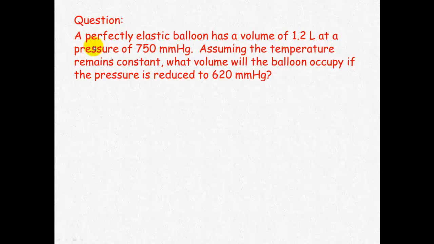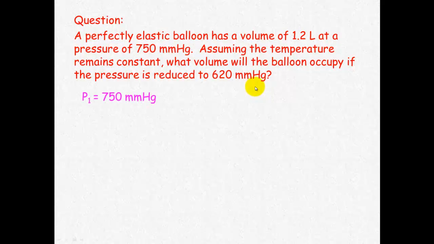So here's a question. A perfectly elastic balloon has a volume of 1.2 litres at a pressure of 750 millimetres mercury. Assuming the temperature remains constant, which means we can use Boyle's Law, what volume will the balloon occupy if the pressure is reduced to 620 millimetres mercury?